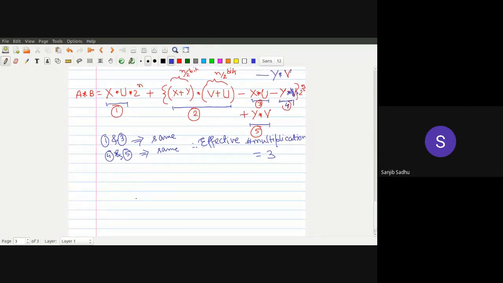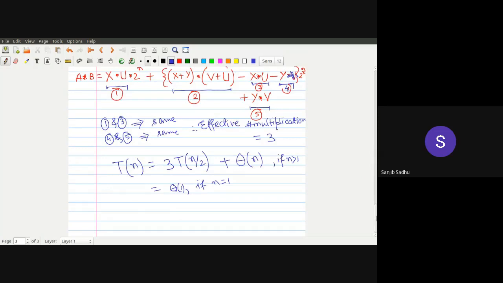Now tell me what will be the equation. The recursive equation will be? Clear? If n is greater than 1, and some constant, or theta of 1 we can write, if n is equal to 1. Now, what will be the solution for this? Sir, here A will be equal to 3, and B will be equal to 2. So in that case, theta n to the power log 2 3. Log 2 3, right.